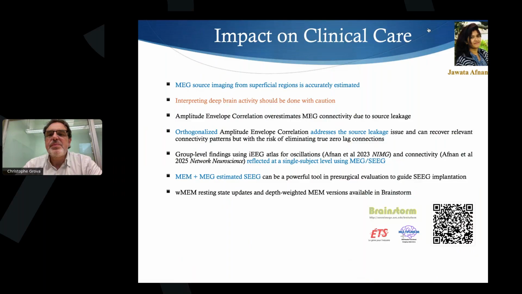First question: very interesting talk, comparing different modalities to the gold standard stereo EEG. How do you see this being used in clinical practice? And do you think it could reduce the need for SEEG? This is the main question.